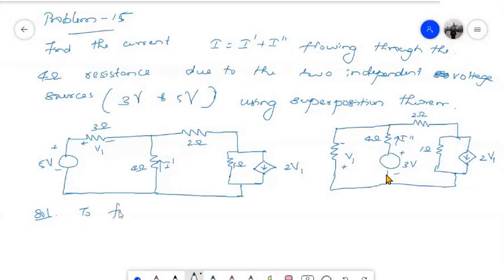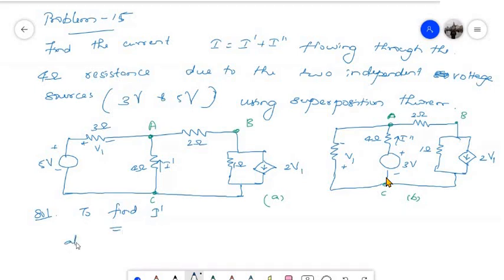Now let us try to find I dash. To make it much simpler, let me assign the nodes. Let's say I am taking node A, node B, and let this be a reference node. Again here, node A, node B. Let me take this as circuit A and let this be circuit B. Now I am trying to find this I dash.